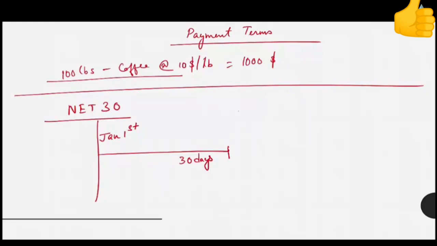On top of that, there is something called cash discount. To encourage customers to pay earlier, vendors tend to give a cash discount. Example, net 30, 2% 20 days.